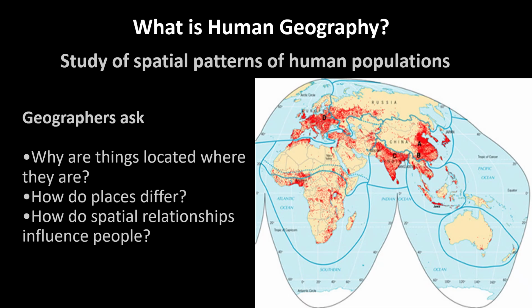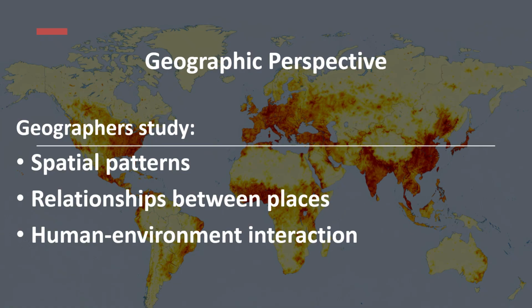Let us first answer the big question: what is human geography? Human geography is the study of spatial patterns of human populations. Geographers will always ask three questions. Why are things located where they are? How do places differ? And how do spatial relationships influence people? We can boil human geography down to a key idea: the why of where.